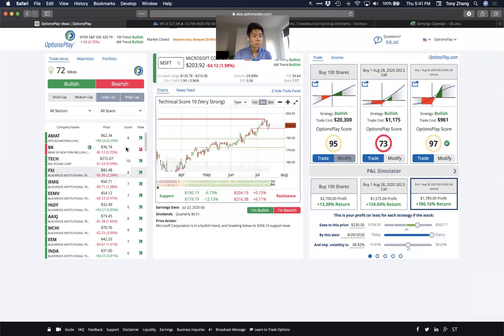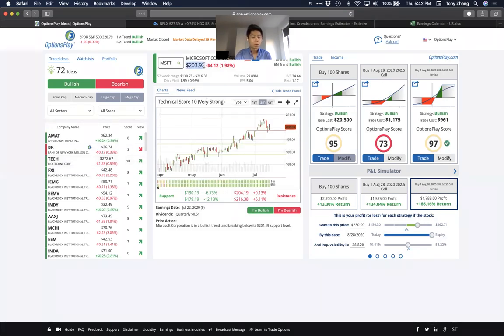Lisa's asking, on the income tab, how do you determine what strike you would use to make the naked put in a vertical, like in the example in Microsoft? So the naked put in a vertical is always going to be the at the money put. So we're always selling, if it's a 203.92, we're always going to sell the first out of the money put. So the 202.5 here would be suitable.